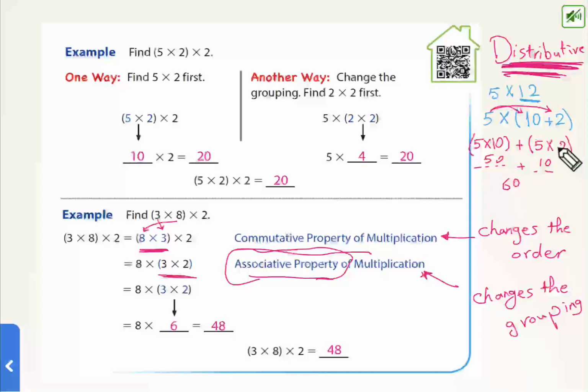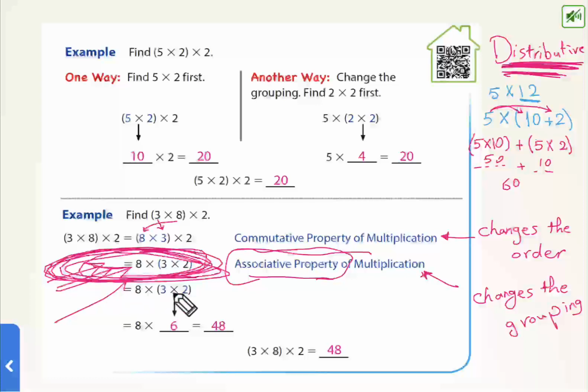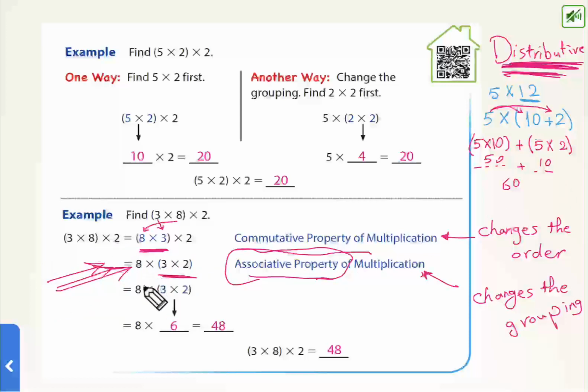Okay, but what I'm asking now, if you are distributing the 5 in this line, look with me here, my heroes. Do you see where I'm pointing? Here, in this line. Do you see this line? Yeah. Okay. In this line, why don't we distribute the 8 to the 3 and 2? Why don't we distribute?